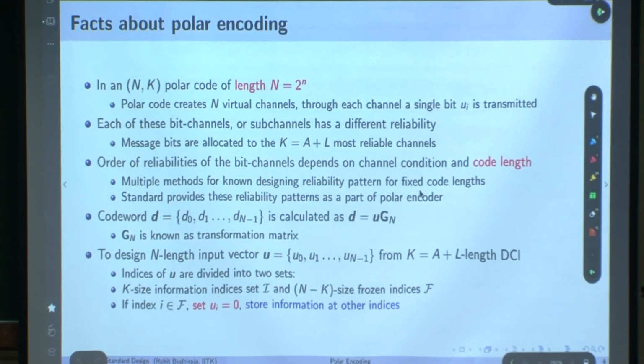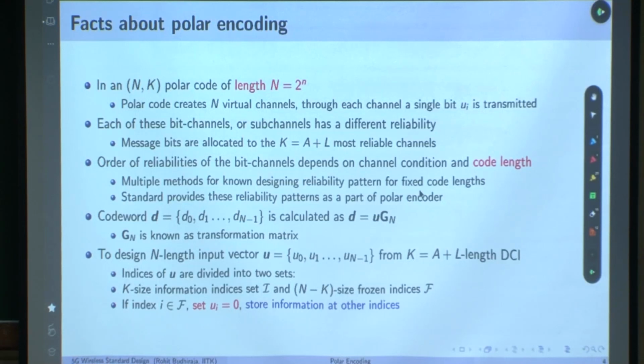So if an index is a frozen index, make it 0. That's what I am saying. And store information at the other indices. This index set is given to you, and it is directly connected to the reliability pattern. That's why I introduced these terms.